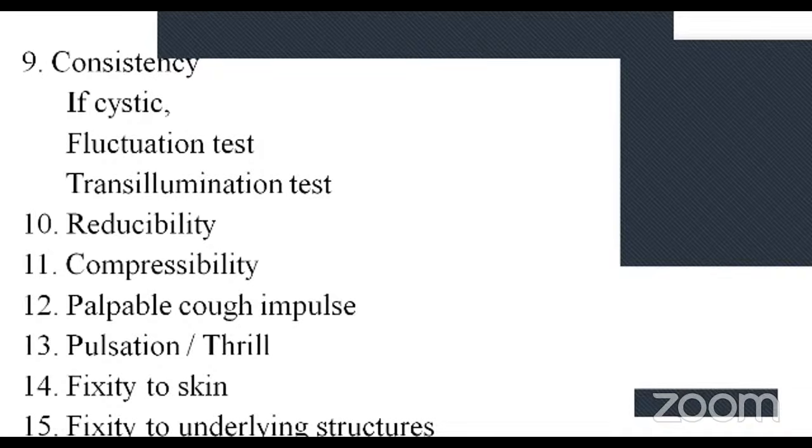Next, pulsation. Pulsation means arterial pulsation can be seen, sometimes in conditions like AV malformation, and there can be a thrill or continuous murmur. So we have to look for this. Pulsation can be of two types: one is expansile pulsation, and the other is transmitted.